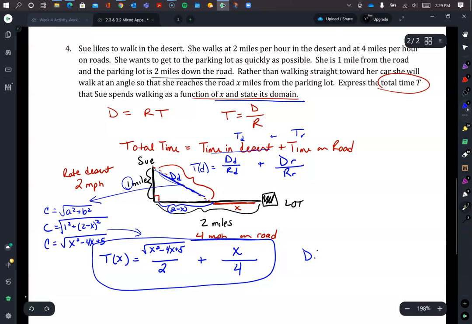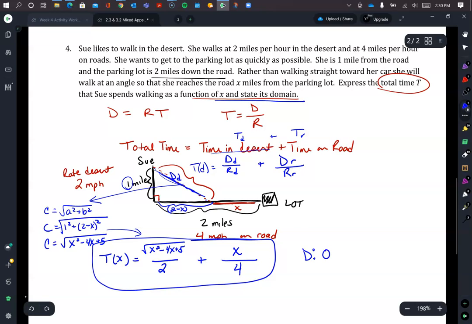That's kind of a common thing that people often do. They just say, oh, it could go up to 3, but that wouldn't be the case because we're just looking at the horizontal there, the road. And so from where she's at to the lot is a distance of 2 miles on the horizontal. Okay, so I hope that helps.